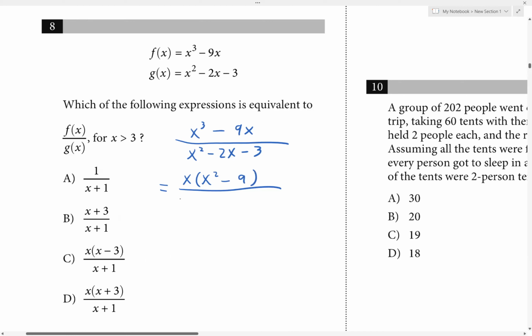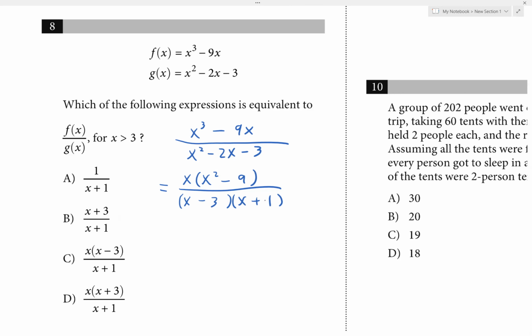We factor out x, we get x squared minus 9 on the top. Okay, on the bottom, we have x squared minus 2x minus 3. So this will factor as x, and then the last term is -3. So we're looking for two numbers multiplied to be -3 and add to be the middle number, which is -2. So it should be -3 and +1 there. Okay, and that will be the factors on the bottom.